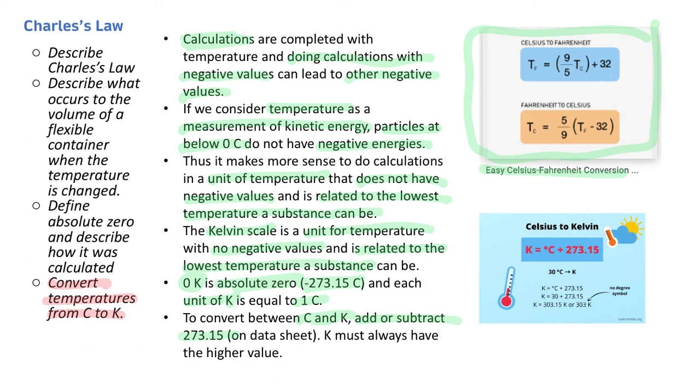A quick way of remembering whether you should add or subtract is that the K value must always be bigger than the C value. So if you can't remember and can't be bothered trying to remember it, just remember K must always be larger.